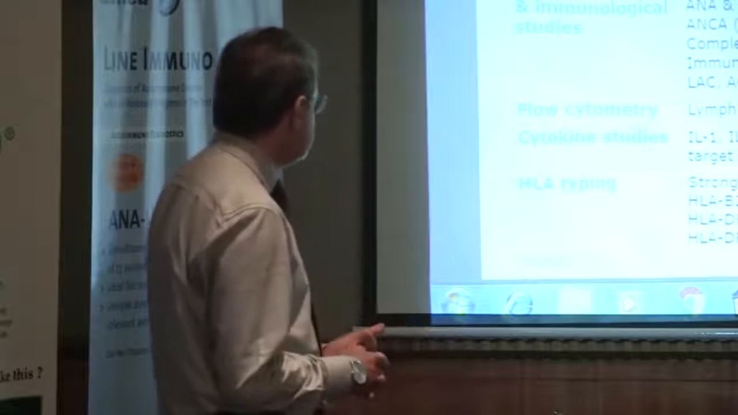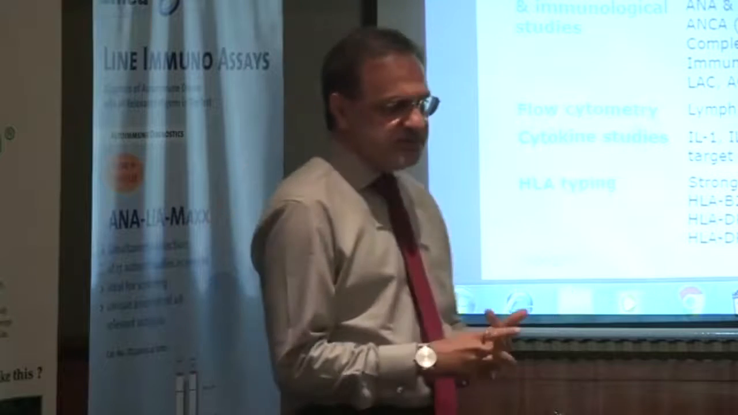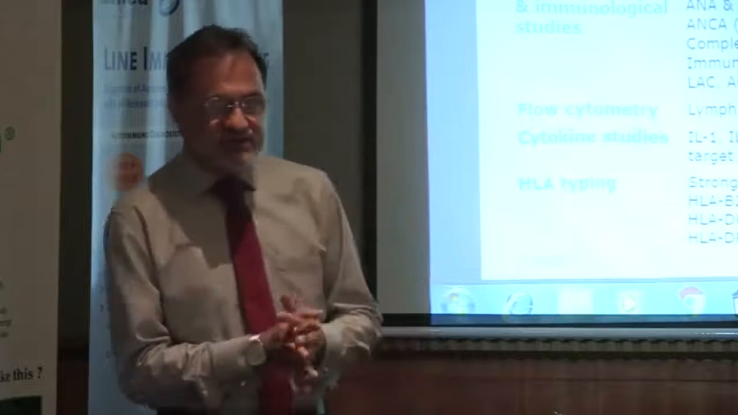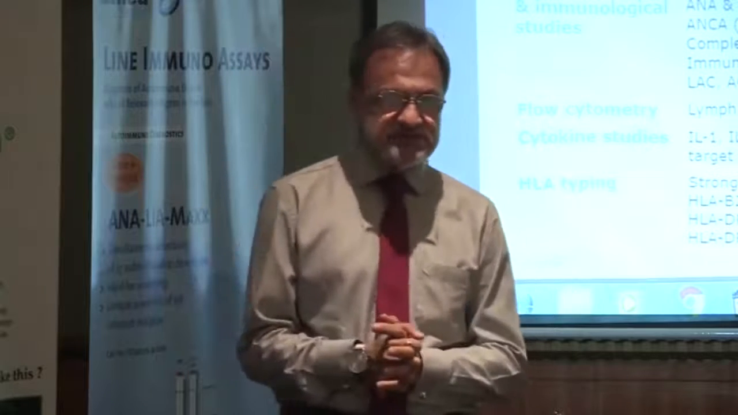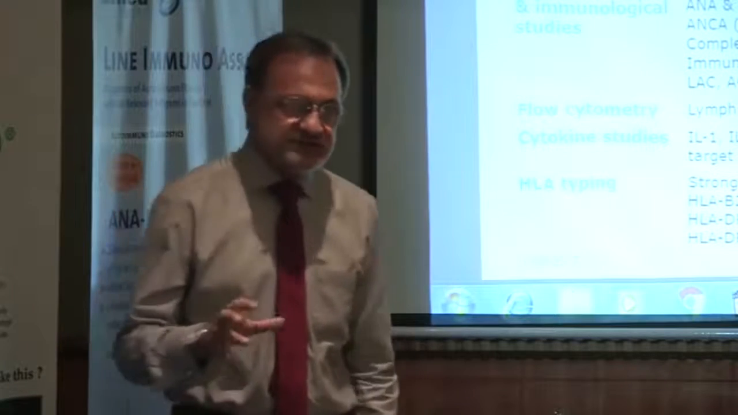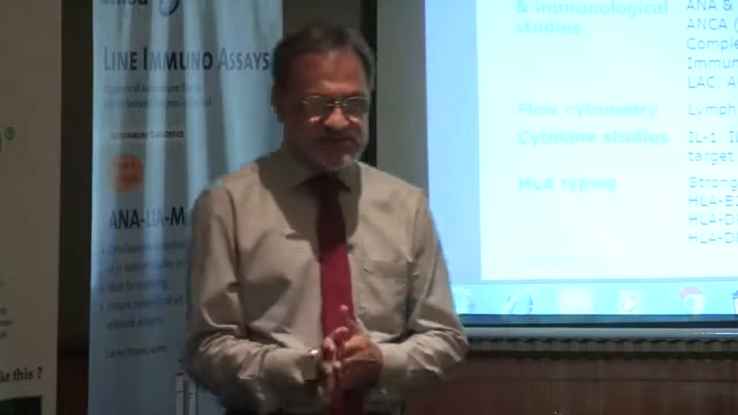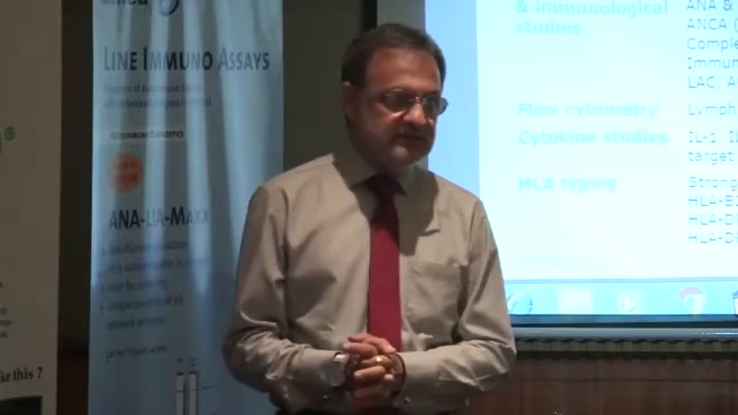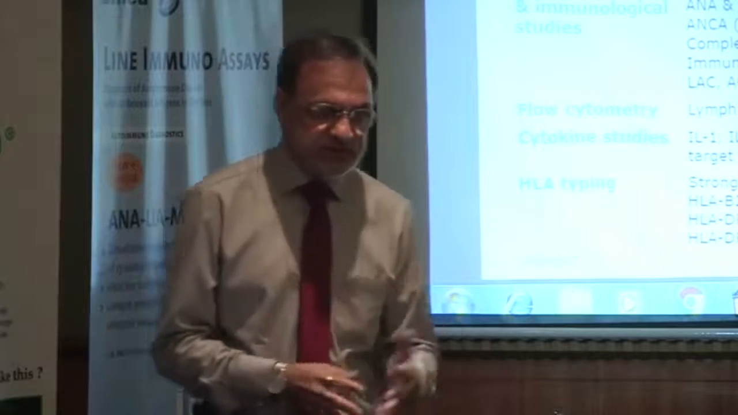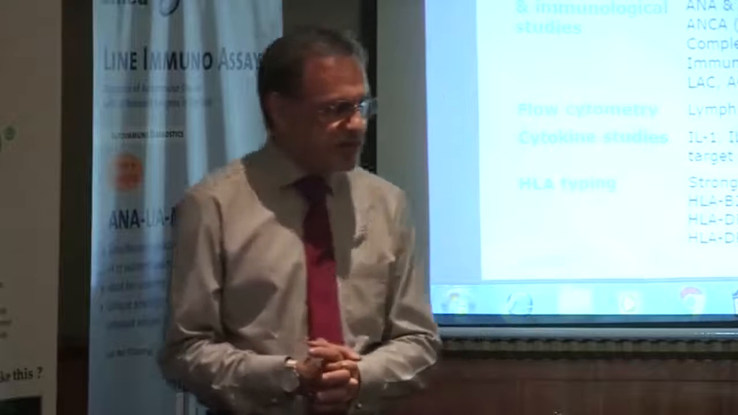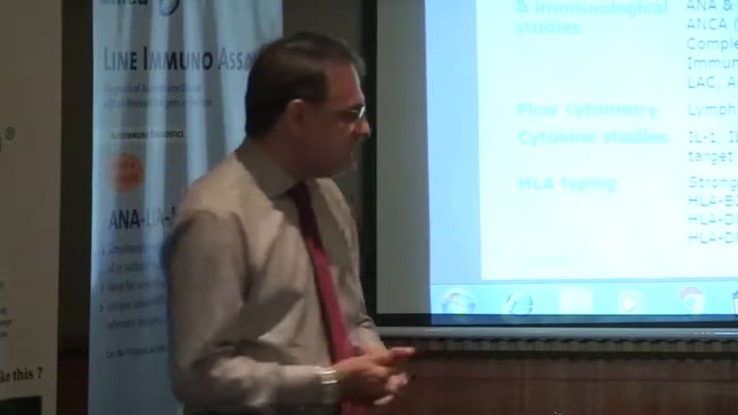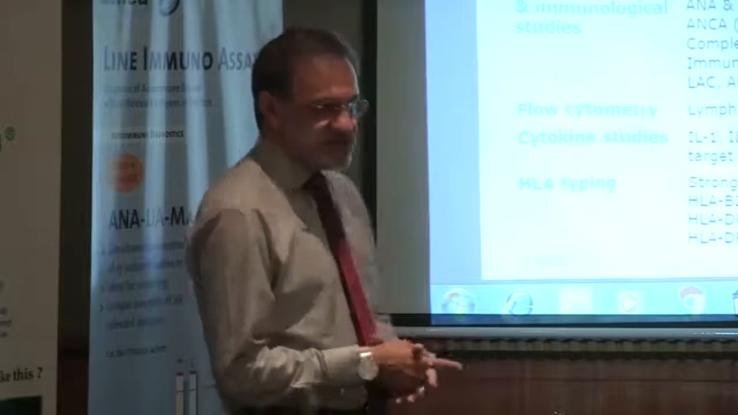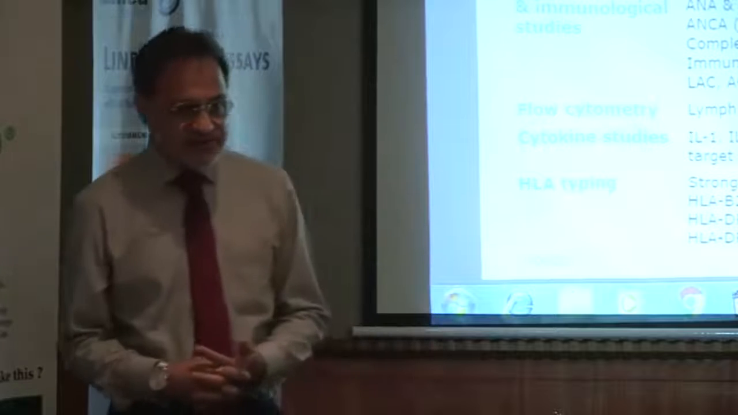Flow cytometry, cytokines, and HLA typing. HLA typing is basically done for risk stratification, because there is a strong association of certain HLA loci with certain diseases, and to predict risk, particularly in family members, HLA typing is done. One of the classical examples we all know is HLA-B27 for ankylosing spondylitis.